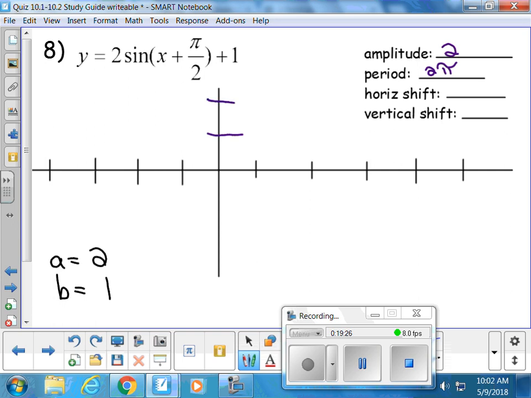I do not have appropriate hash marks on this one at all, so we're going to have to make them. I'll pause that real quick though.